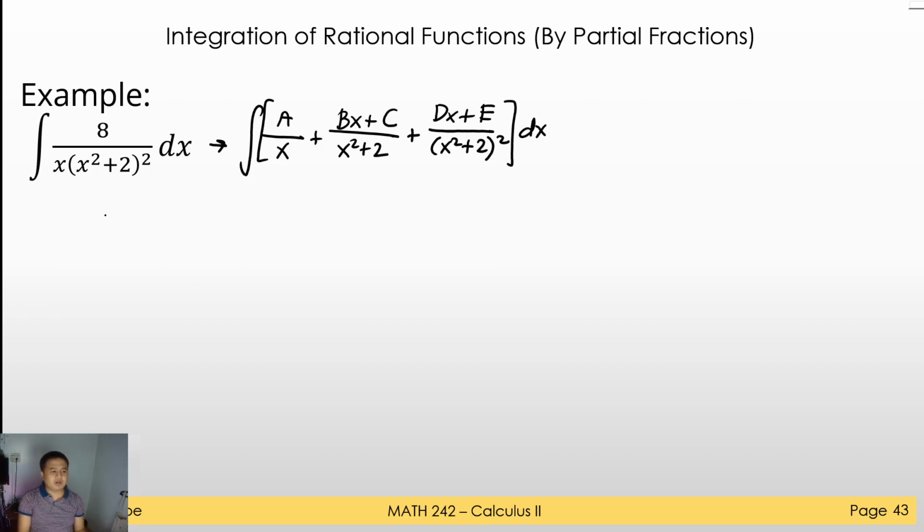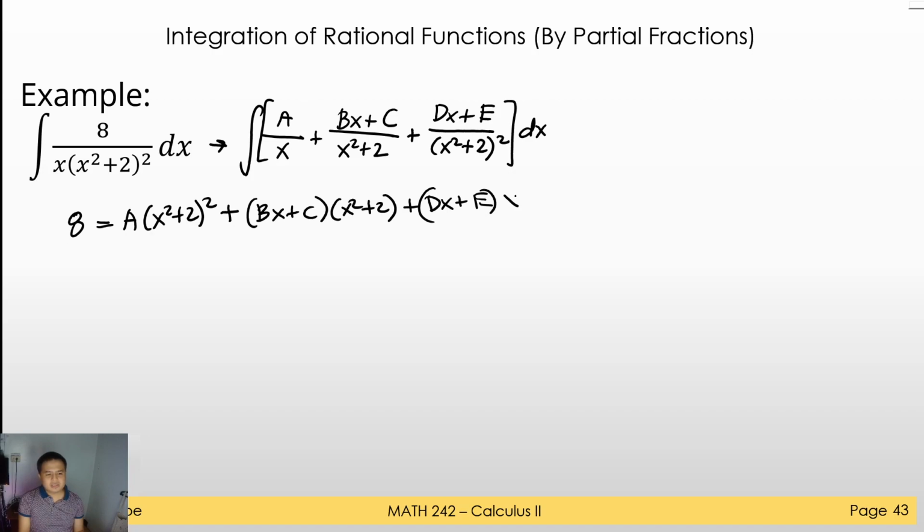Now, if we rewrite this one again, we have 8 is equal to A times x squared plus 2 squared, and then plus Bx plus C times x times x squared plus 2, and then plus Dx plus E, and then this is just x. Actually, you can also use imaginary numbers if you want. You can let x be an imaginary number, but we're not yet there.